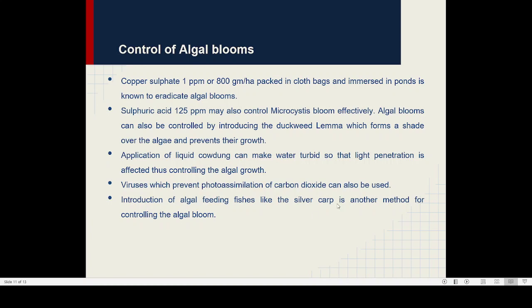Then we are also using copper sulfate, 1 ppm, dissolving copper sulfate in cloth bags. Or we can also use sulfuric acid. So different techniques are there: application of copper sulfate, application of sulfuric acid, using cow dung, using virus, or using algae-feeding fish. The best method is always using silver carp, because they are feeding on that. So we are getting rid of algae, and at the same time, we are also getting some fish as food later.